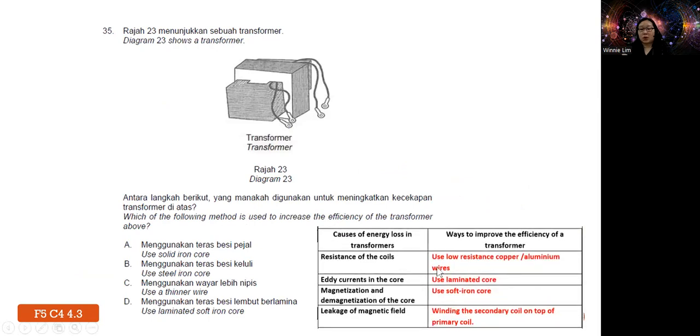One is resistance of the coil. To reduce the energy loss, you use low resistance, a good material which is copper, or a thick wire. Then you can reduce the eddy current by using a laminated core. If you want to reduce the effect of magnetization and demagnetization, because you need to keep on demagnetizing, you will use a better material which is a soft iron core instead of a normal steel core or solid core. Lastly, to reduce leakage, you wind the secondary coil on top of the primary coil. So for this case, your answer is to use a laminated soft iron core, which is these two parts.